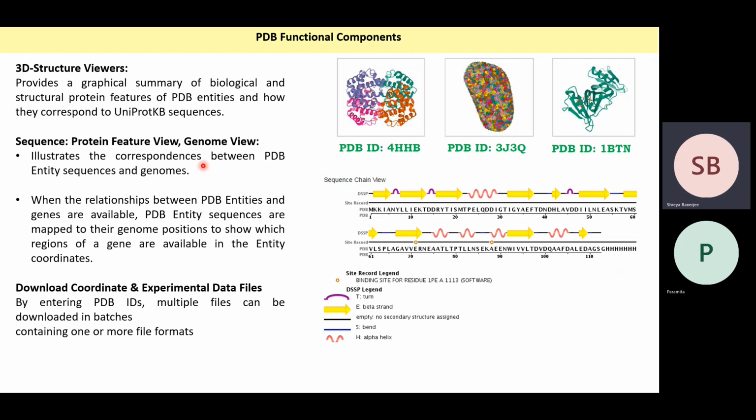Then there is something called a genome view, which will correlate the PDB sequences with the genome sequences and show which region of the gene is responsible for that particular region of the protein. So these are all functions provided by the Protein Data Bank.